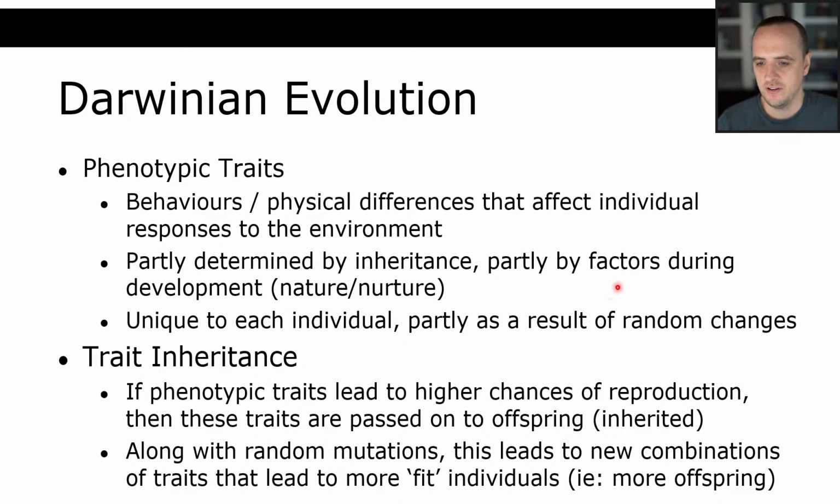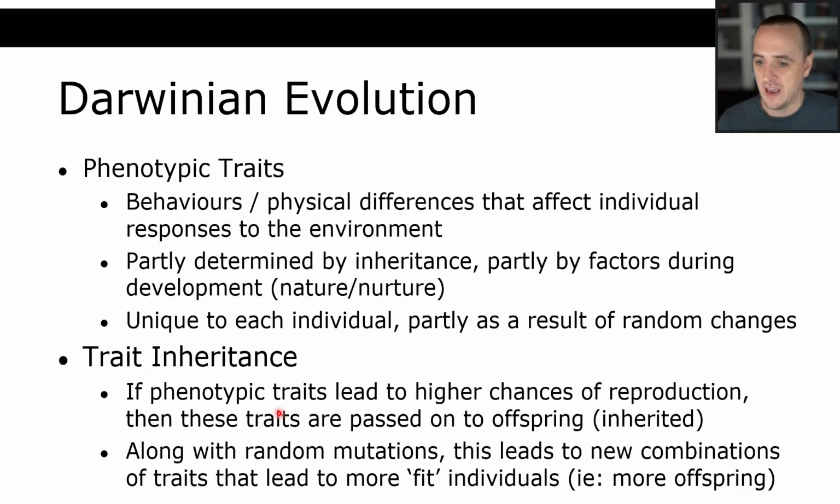If a phenotypic trait leads to higher chances of reproduction, then these traits are passed on to offspring, inherited. Along with random mutations, this leads to new combinations of traits that lead to more fit individuals, so more offspring. For example, a phenotypic trait could be how physically strong the individual is. If being physically strong leads to a higher chance of reproduction, then the stronger individuals will probably reproduce, and there's a higher chance that their offspring will also be strong individuals.